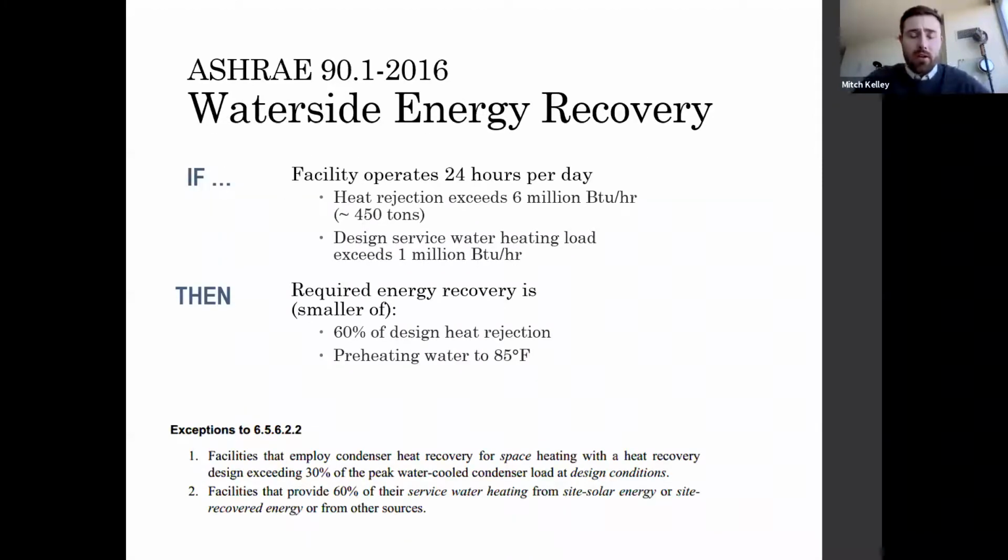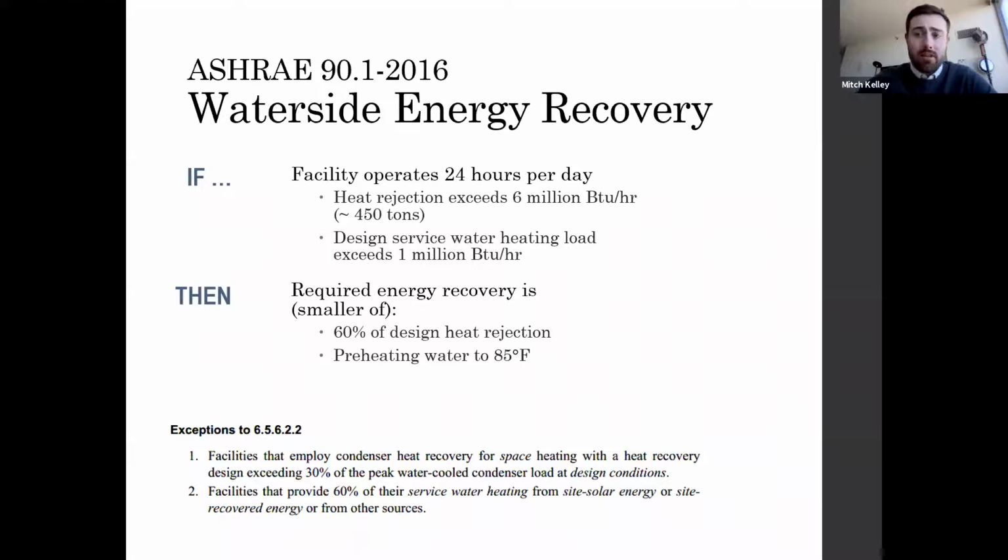Now, regarding the code implications of heat recovery, there's not a lot of applications where you're going to be mandated into this. And really ASHRAE 90.1 dictates if the facility operates 24 hours a day and the heat rejection exceeds 6 million BTUs and the design service water heating load exceeds 1 million BTUs, then you need a heat recovery system of 60% of the design heat rejection or preheat the peak service hot water draw to 85 degrees. Now, where are you really going to see this? Healthcare facilities, dormitories, hotels, or condos are sometimes the places that you can see them.